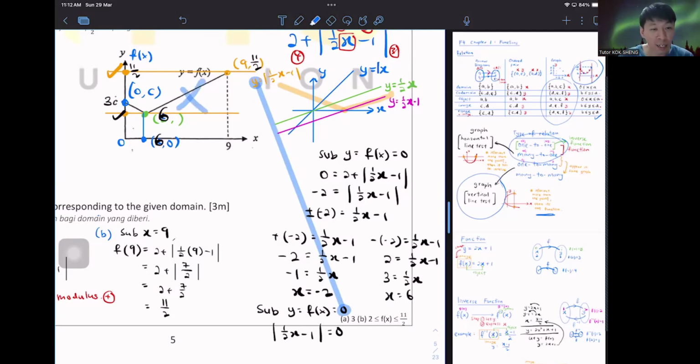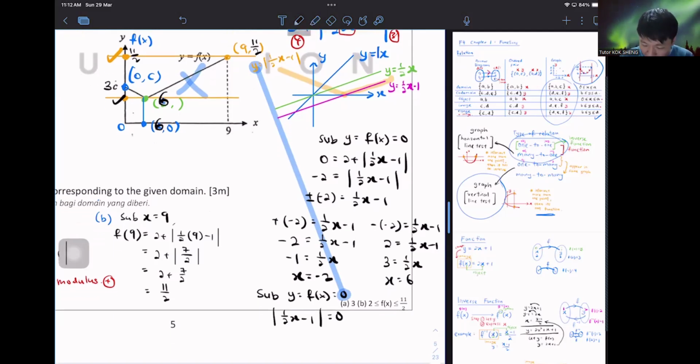So sorry, I made a mistake here, so need to change a bit. This whole thing, no wonder the answer is so weird. So also bring over the modulus, it becomes plus minus. But since this is plus minus 0, it is the same value, right? Positive, negative 0 is the same value.